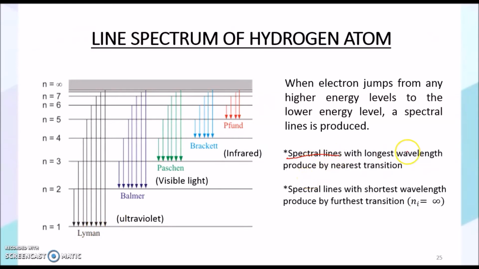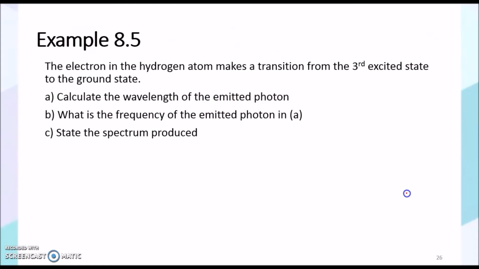So spectrum lines with the longest wavelength are produced by the nearest transition. Kalau electron move from a higher level to the nearest energy level, contohnya daripada 3 nak pergi kepada 2, dia akan menghasilkan longest wavelength. But if the transition is far, contohnya daripada infinity to n equal to 1, it will produce shortest wavelength. For example, 8.5, the electron in the hydrogen atom makes a transition from the third excited state.